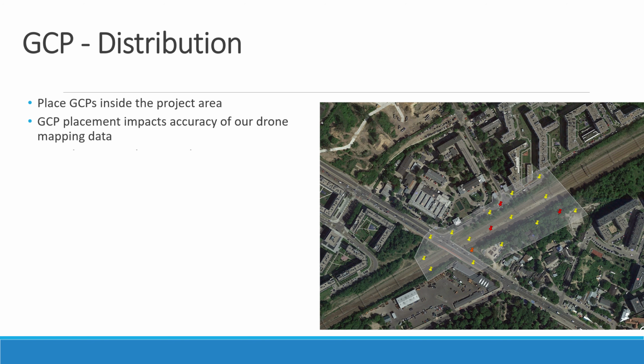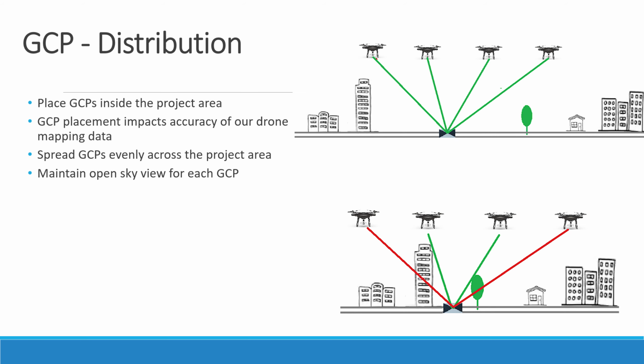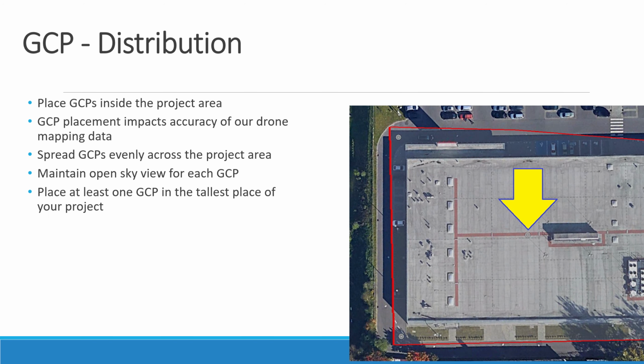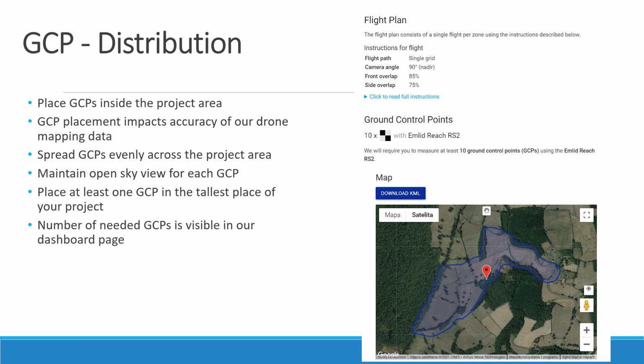GCP distribution inside the area of interest is very important because it directly affects the accuracy of the drone mapping data. The GCPs should be spread evenly across the project area. Each GCP should have an open sky view. This means that GCPs should be placed far away from trees, buildings, fences, cars, road signs, and other objects. If possible, have at least one GCP in the tallest place of your project.